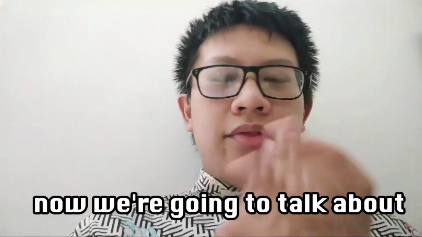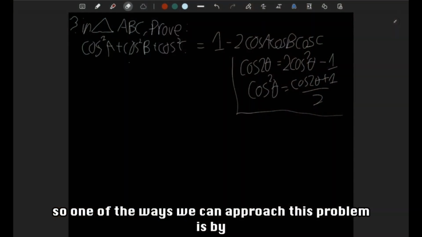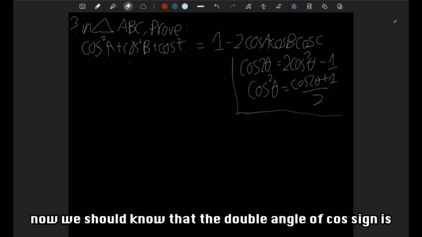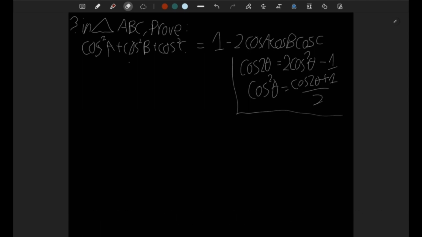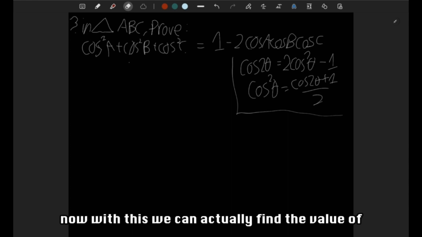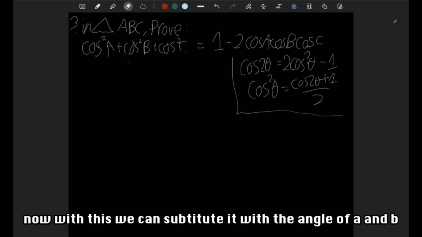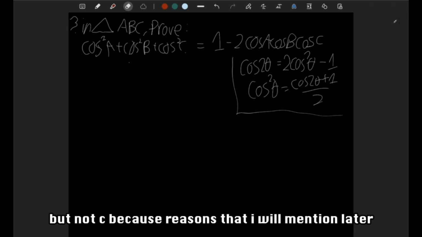Now we're going to talk about the third question. One of the ways we can approach this problem is by using the trigonometric identities. Now, we should know that the double angle of cosine is 2 times cos squared theta minus 1. With this, we can find the value of the square of cosine. We can substitute it with the angles A and B, but not C, because of reasons that I will mention later.